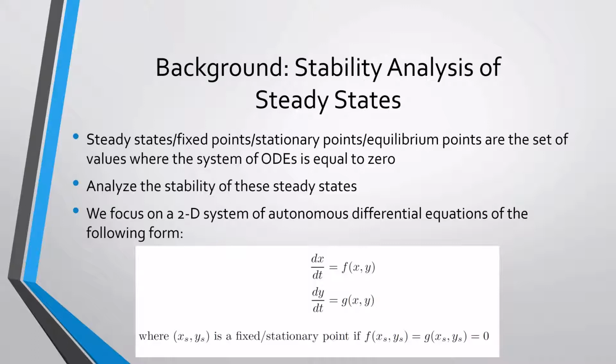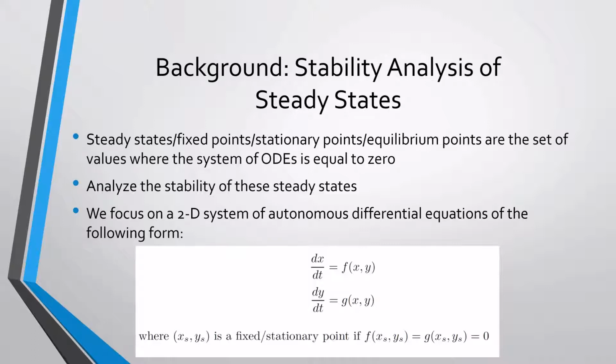In our ODE system, steady states, also known as fixed points, stationary points, or equilibrium points, are the set of values where the entire system is equal to 0. Particularly in closed chemical reactions, these would be called equilibrium points, as the net production of products would be 0.